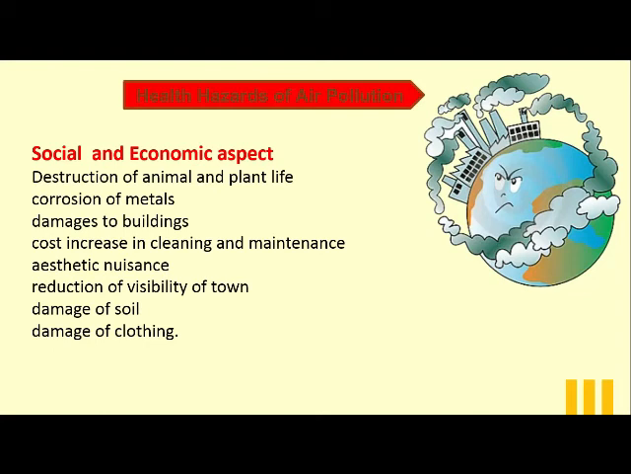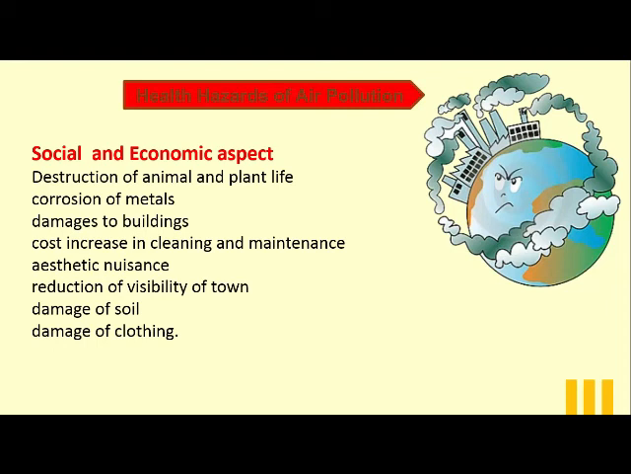Aesthetic nuisance means that it is generally not good looking and affects the psychology of human beings. Reduction of visibility of town due to the formation of atmospheric haze, which reduces the visibility. Damage of soil, of course, all the air pollutants settle down into the soil and they cause decreased fertility of soil. Damage of clothing, as air pollution has a hazardous effect on the tensile strength of fabric.